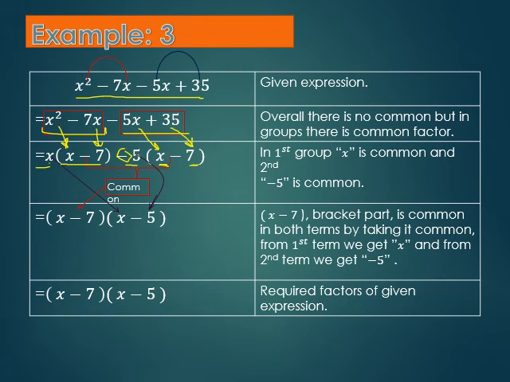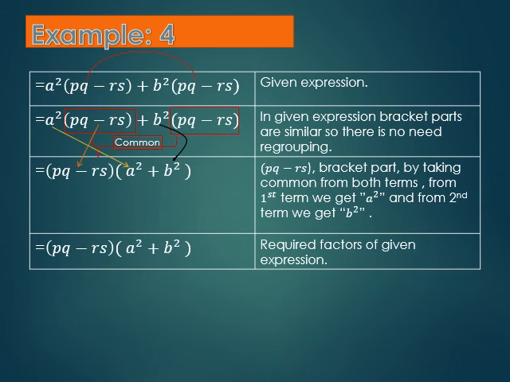Now bracket parts are the same, x minus 7 and x minus 7. Take it common again. From the first term, that is x into x minus 7, we get x. The second term, that is minus 5 into x minus 7, we get minus 5. So these are the required factors.